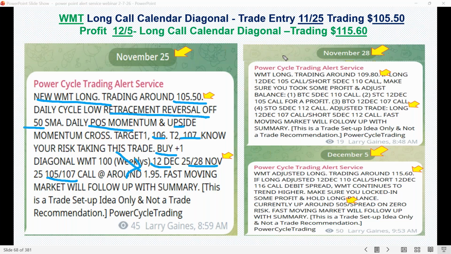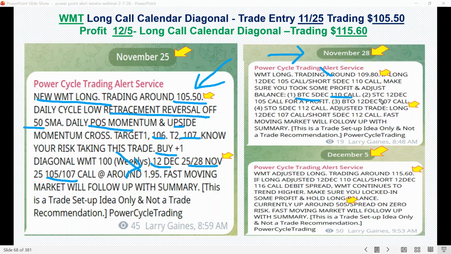And then we had an adjustment. Here we are on the 28th. Now we were trading at 109.80, so it had a nice move up. If you're long the 12 December 105 call, short the 5 December, we adjusted the original trade to the 5 December. Make sure you took some profit and adjusted balance. Here it says buy to close the 5 December 110 call. That would be the short call.